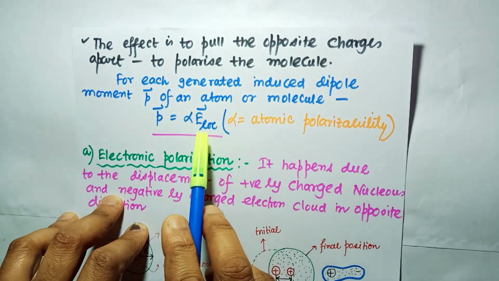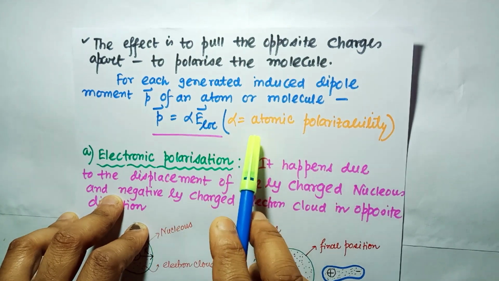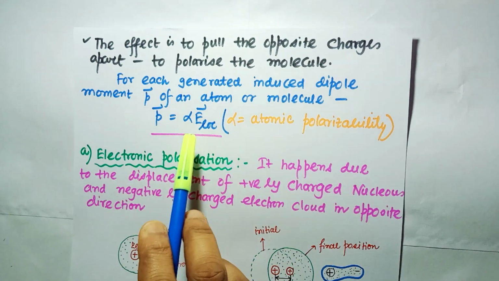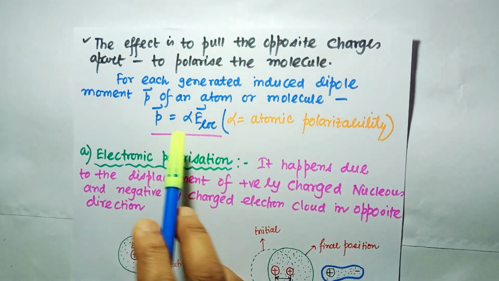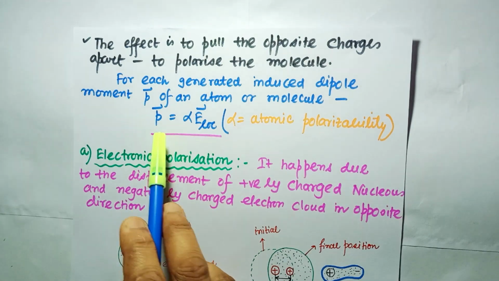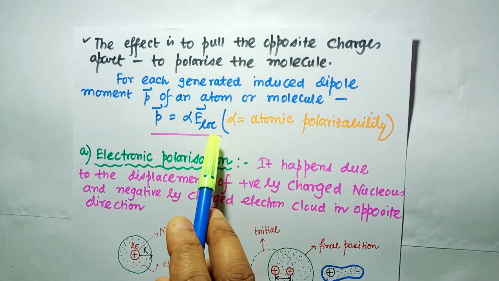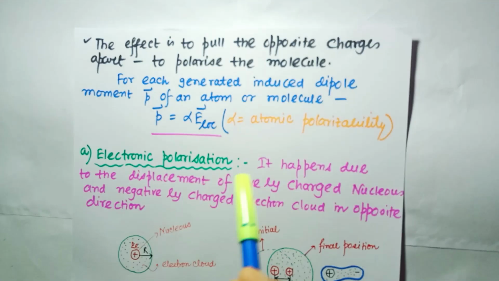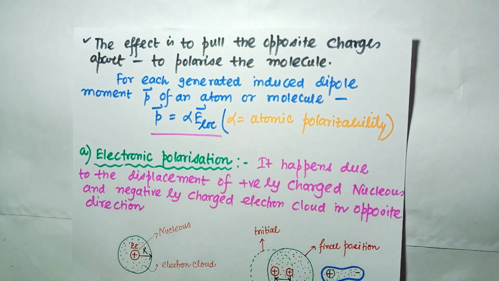So, the proportionality constant is called the atomic polarizability, or alpha. This is the atomic polarizability, and the induced dipole moment is proportional to the applied local electric field. So we can say that the dipole moment is proportional to the local value of the applied electric field acting on that atom or molecule, and the process is called dielectric polarization. I have already discussed this. Now we can see different types of polarization processes.